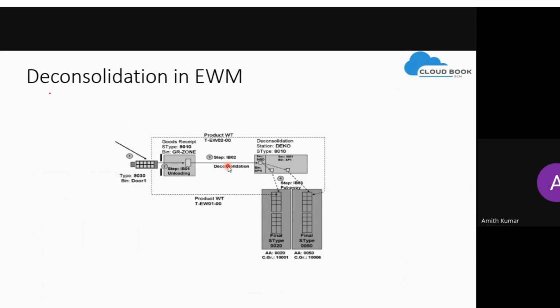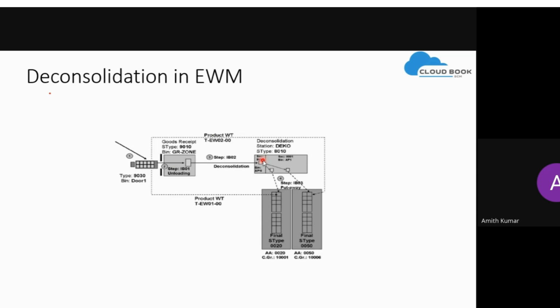I mean, it's very difficult even to give a high level overview of everything in this 1 hour session, right? But I'm just touching on a few of the important functionalities which EWM provides. This is also one of the important functionalities which EWM provides, that is deconsolidation. So what do you mean by deconsolidation?